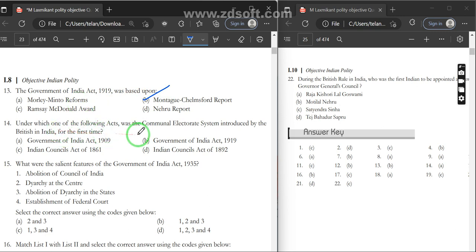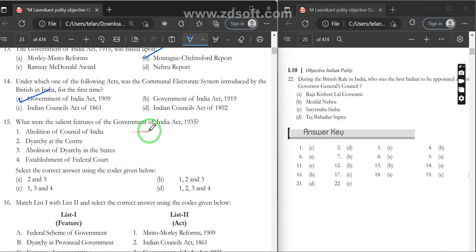And under which one of the following acts was the communal electorate introduced by British in India for the first time? Communal electorate for the first time. Option is A. We have already talked about this. 1909 Act, Minto-Morley reforms introduced separate electorate for Muslims.